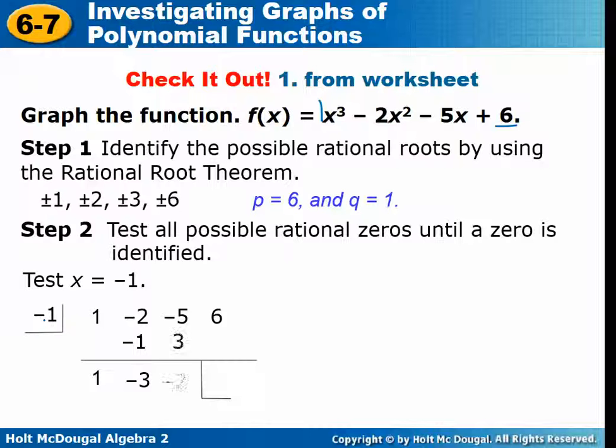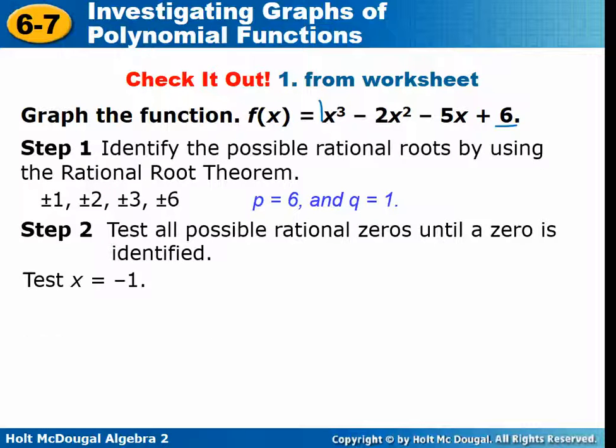They got an answer of 8. Let's do it a little slower. So you put your -1 here, and then you write the coefficients. So we have 1, then a -2 from right here, then a -5, and a 6. And you draw a line a little ways away, and then you drop down the 1.